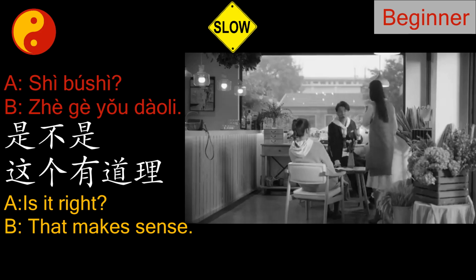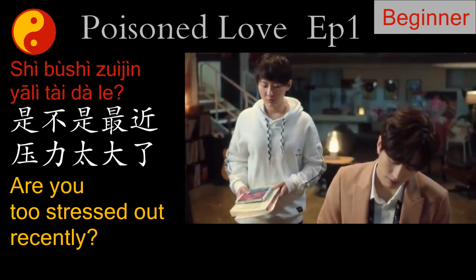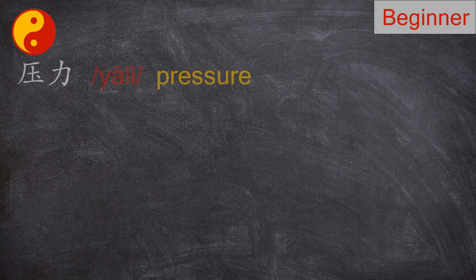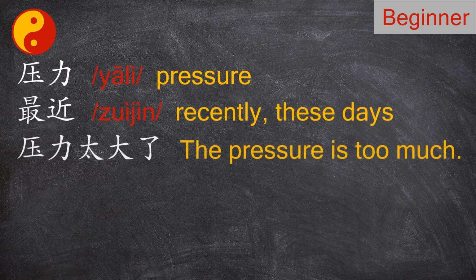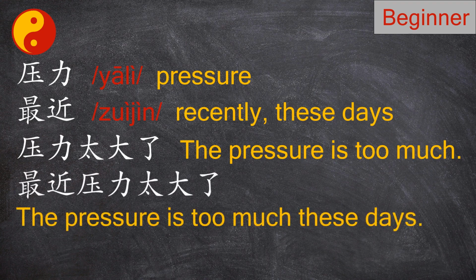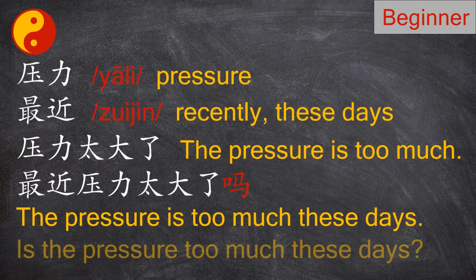是不是？这个有道理啊。是不是最近压力太大了？压力 means pressure. 最近 recently, these days. 压力太大了 means the pressure is too much. 最近压力太大了 the pressure is too much these days. If we add ma at the end of the sentence, 最近压力太大了吗? It would mean, is the pressure too much these days? Ma is used for making yes-no questions.